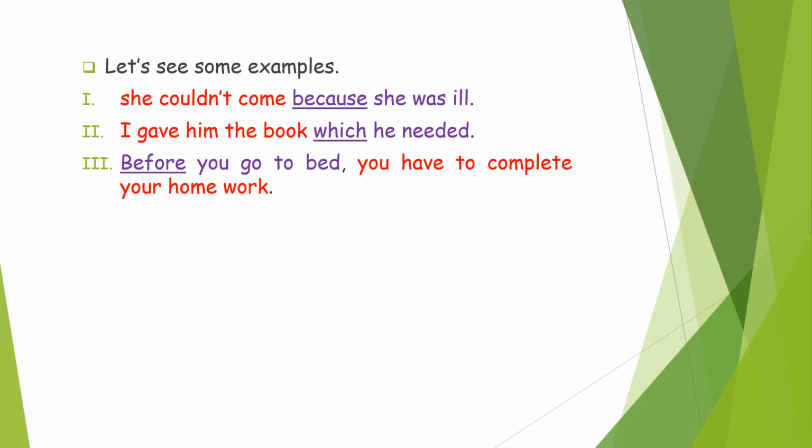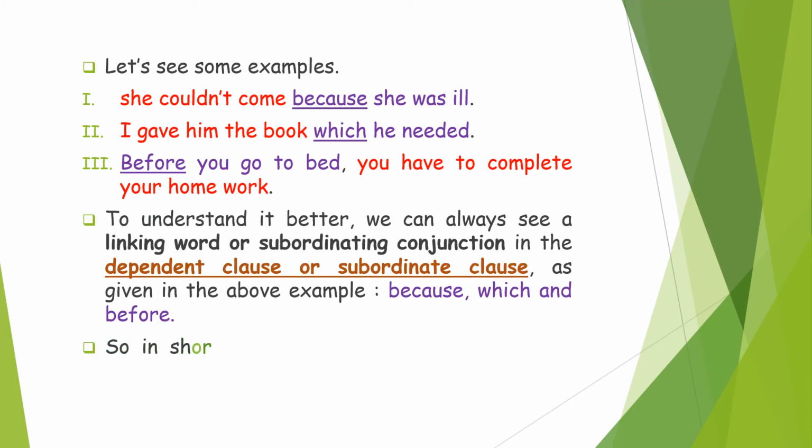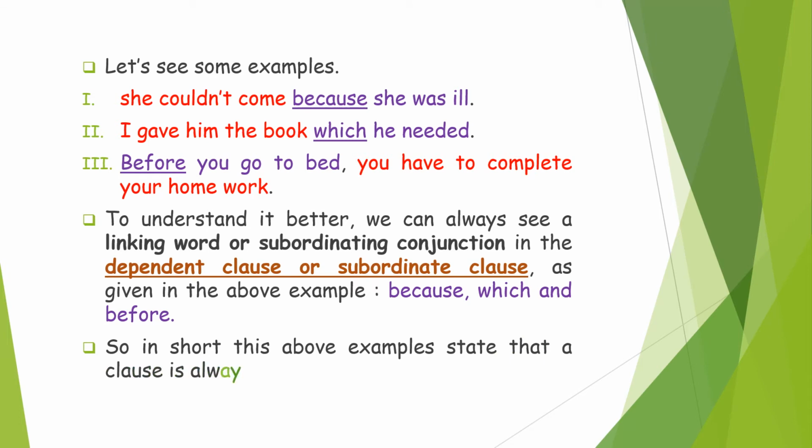So I hope children you understood that the subordinate clause has to depend on the independent clause to make it complete, and there is always a linking word. It gives the hint that it is a subordinate clause. So this point is very clear to you. There is a linking word or a subordinate conjunction in the dependent clause. So in short, a clause is always attached to another clause.